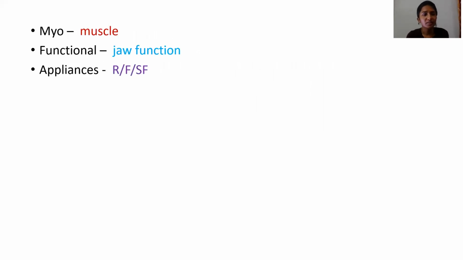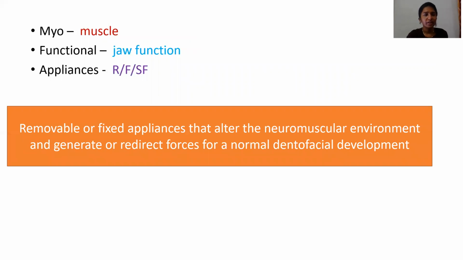So, what does the term myofunctional appliance mean? Myo means muscle, functional is nothing but the jaw function, and appliances can be classified as removable, fixed, or semi-fixed. So the definition of myofunctional appliance is that they are either removable or fixed appliances that alter the neuromuscular environment and generate or redirect forces for a normal dentofacial development.